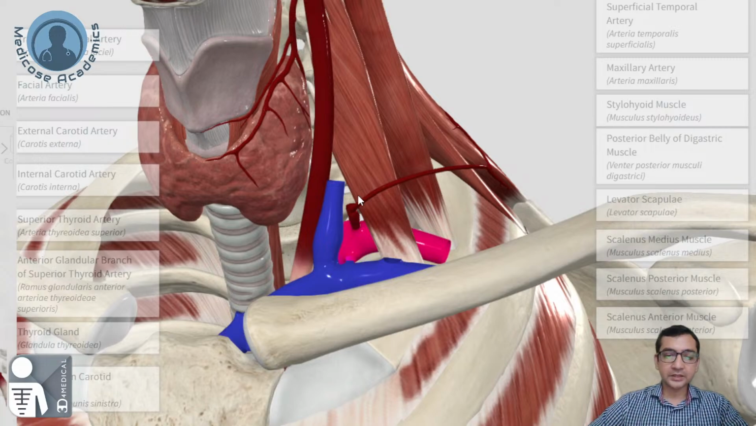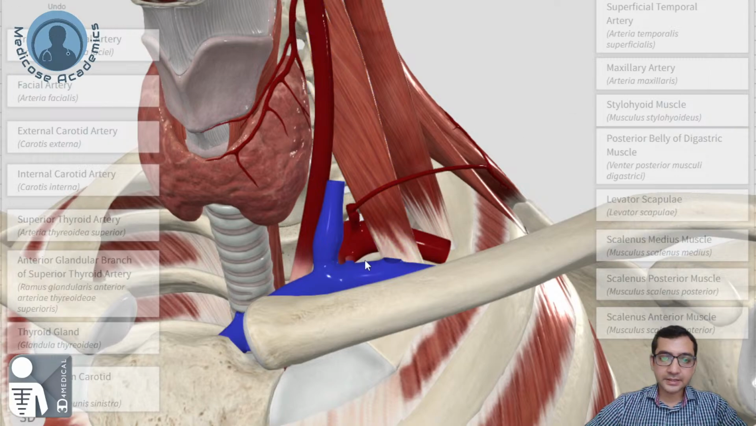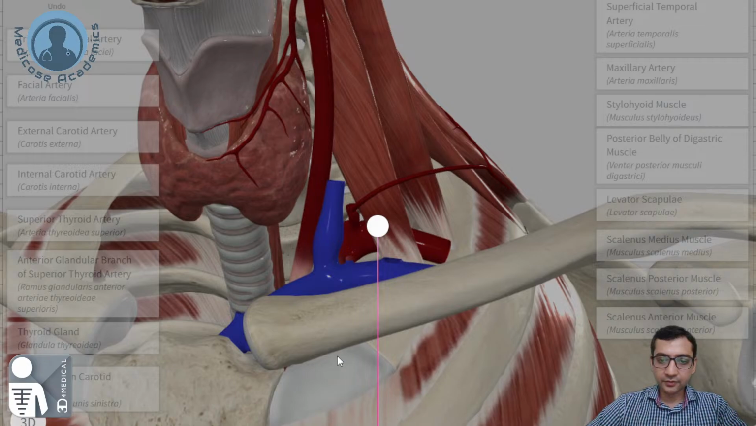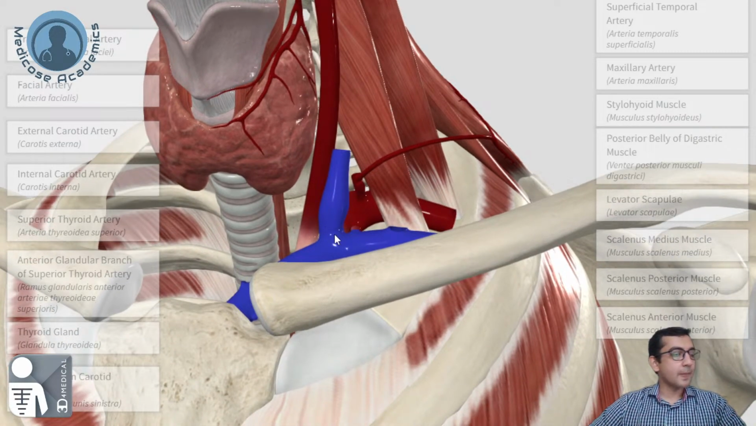It has three parts. This is the scalenus anterior muscle. The part that is medial to the scalenus anterior is called the first part. The part that is behind the scalenus anterior is the second part, and the part that is on the lateral aspect up to the first rib is the third part. So these are the arteries we are going to discuss in our discussion today.